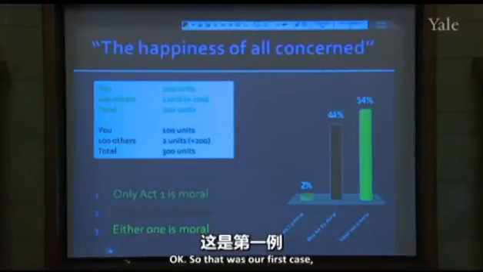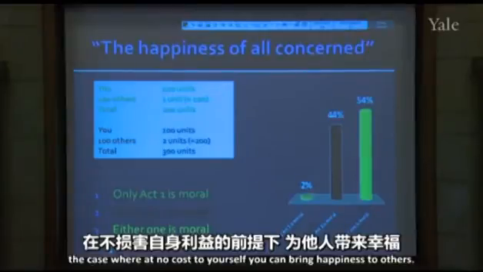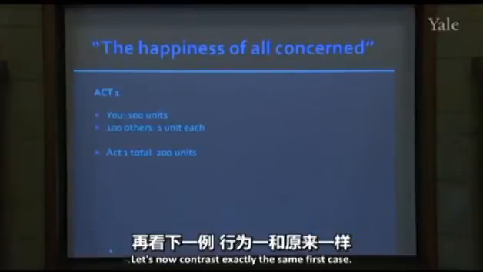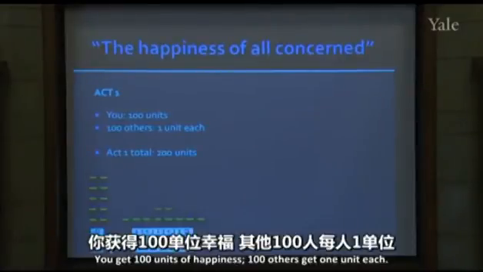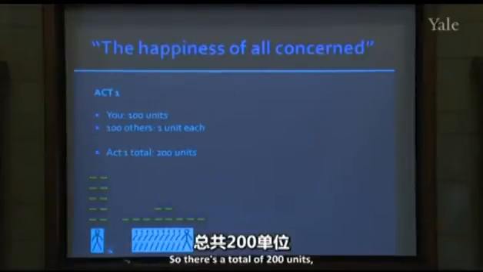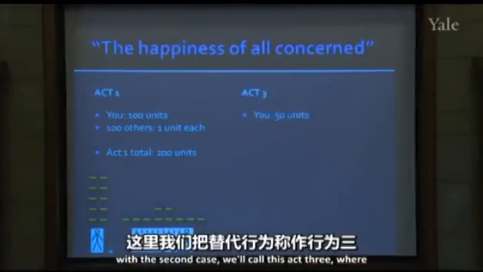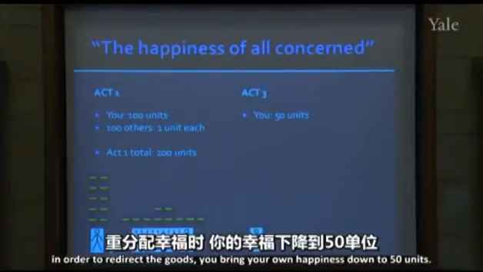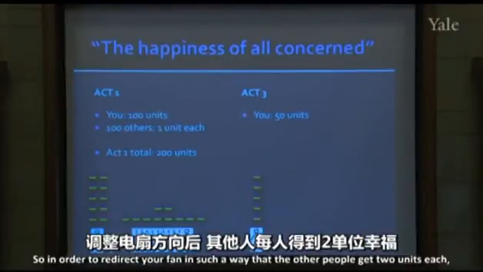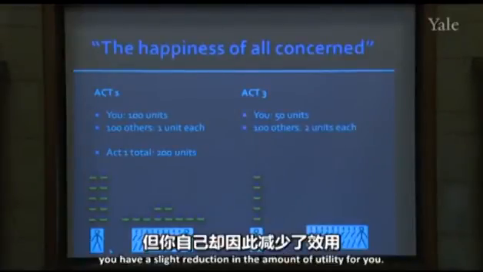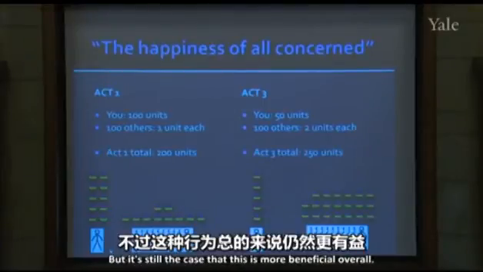Okay, so that was our first case, the case where at no cost to yourself you can bring happiness to others. Let's now contrast exactly the same first case. You get 100 units of happiness, 100 others get 1 unit each, so there's a total of 200 units. With a second case, we'll call this Act 3, where in order to redirect the goods, you bring your own happiness down to 50 units. So in order to redirect your fan in such a way that the other people get 2 units each, you have a slight reduction in the amount of utility for you, but it's still the case that this is more beneficial overall.